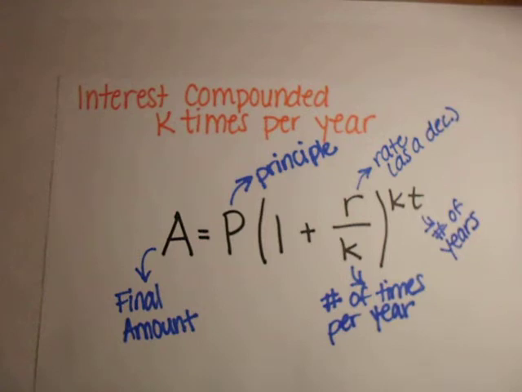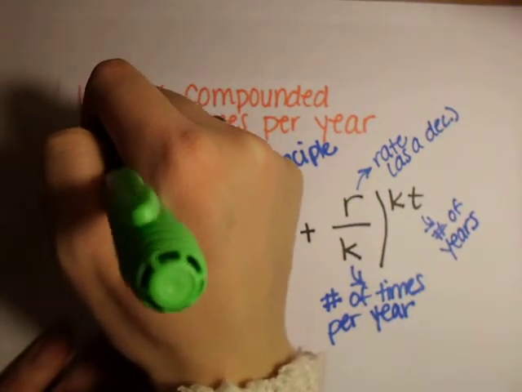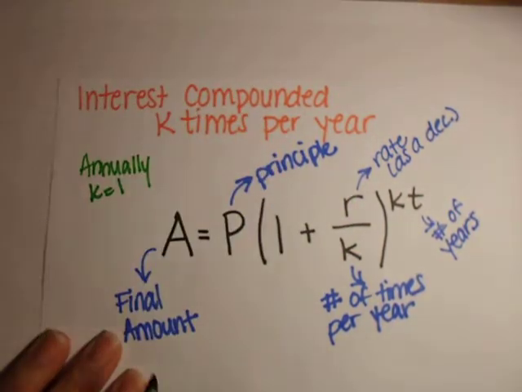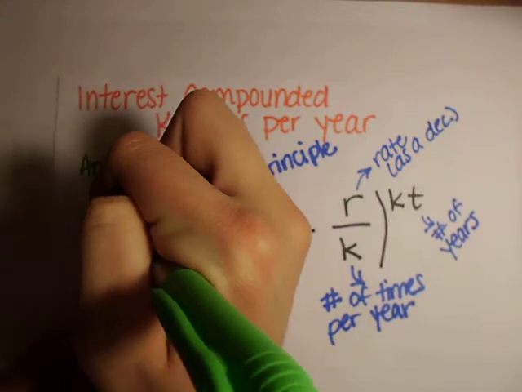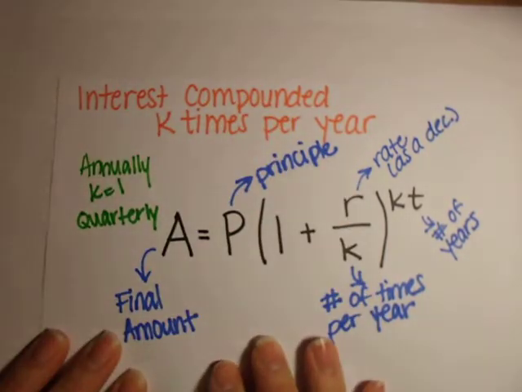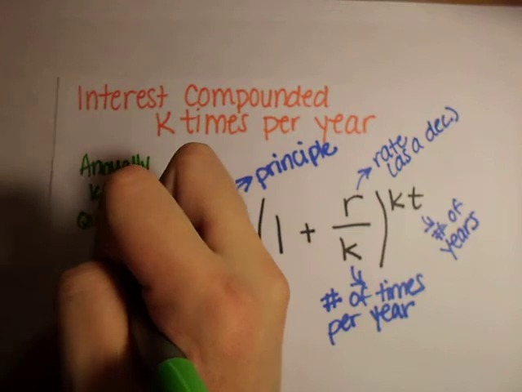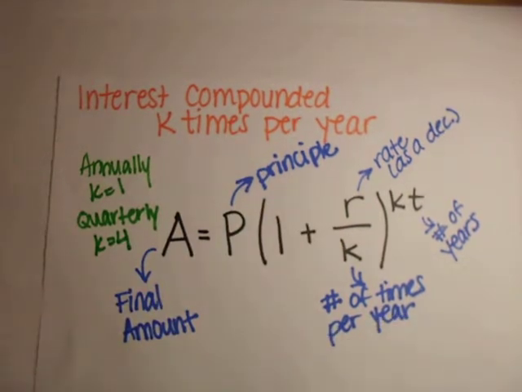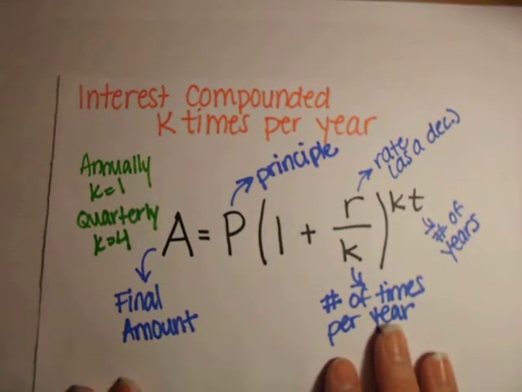Now, for K, when our interest is compounded annually, our K equals 1. If we were to do it quarterly, this would be 4 times a year, and our K would equal 4. Now, if we want to do monthly, K would be 12. If we did daily, K would be 365. So now let's look at some examples of using this formula.